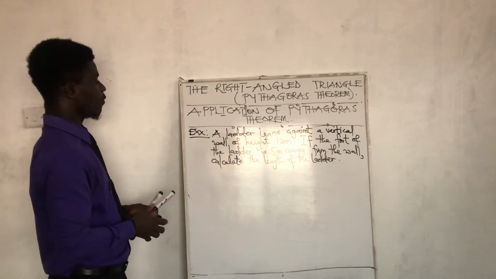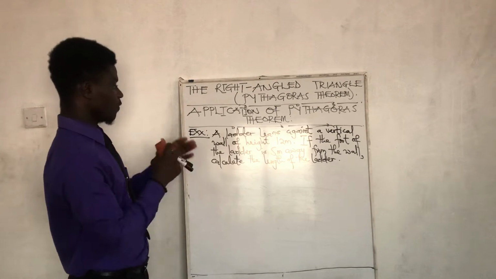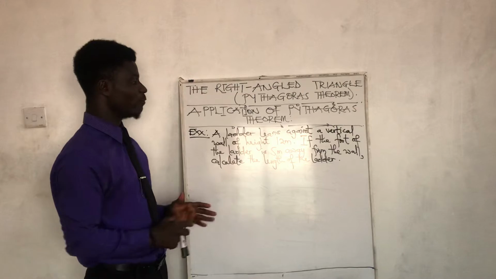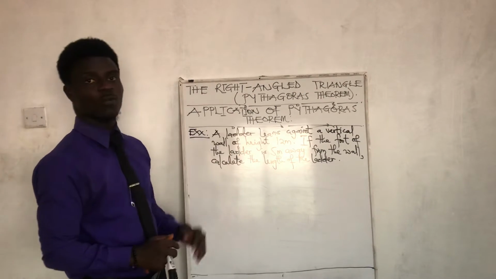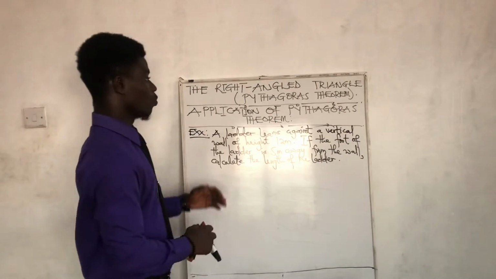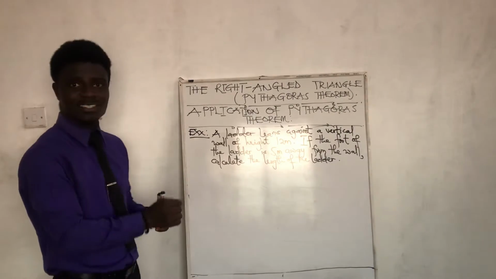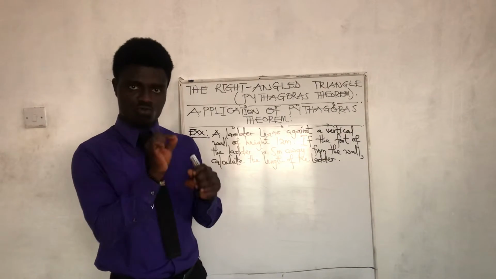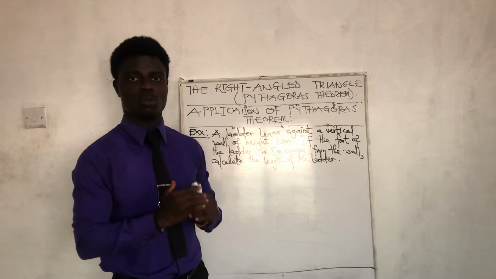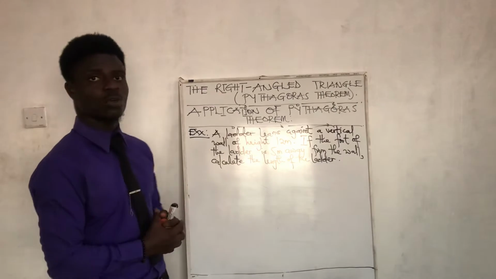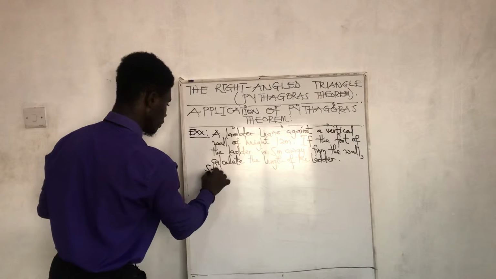Alright, we have a ladder leans against a vertical wall of height 12 meters. If the foot of the ladder is 5 meters away from the wall, calculate the length of the ladder. When you get an application question like this, please just draft something down. Just draw a diagram, sketch a diagram, so that you get proper understanding of this question. Alright, so now let's see. Solution.